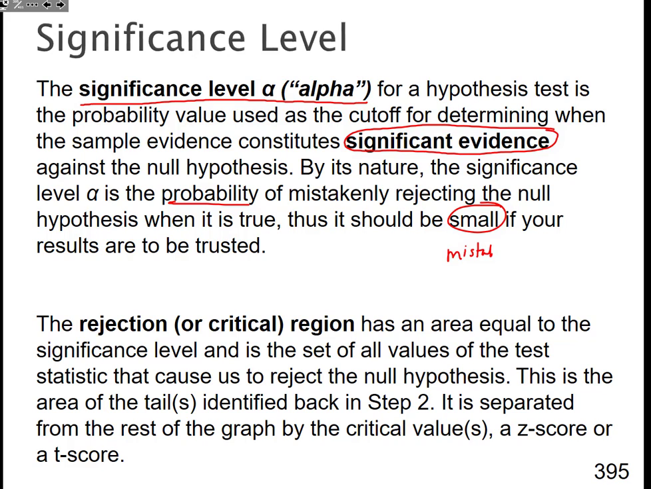It's possible to make mistakes, we know that, but we want the probability of your making a mistake to be small. And so the rejection or critical region has an area equal to the significance level and is the set of all values of the test statistic that cause us to reject the null hypothesis. This is the area of the tails identified back in step 2. It's separated from the rest of the graph by the critical values, z-scores and t-scores. And again, if we were teaching you the critical region method, this significance level would be used in a different way. The way we're going to use it is in comparison with the p-value.